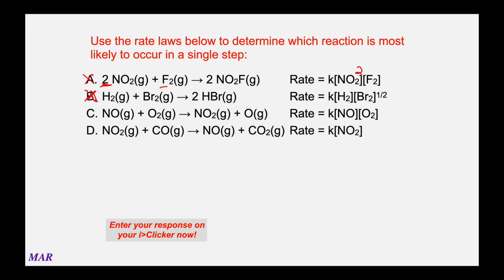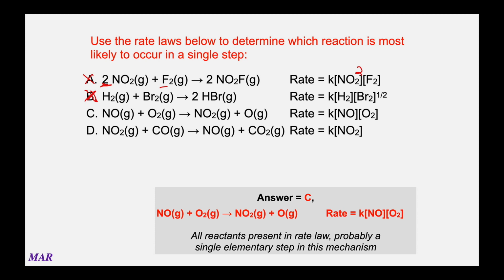However, if you look at the next one, you've got 1 NO and 1 O2 making stuff, and in the rate law, you have a first order NO and a first order O2. 1 NO and 1 O2 would have a rate equals k times NO times O2. Answer C is it. The stoichiometry of the reactants equaled the order of the reactants in the rate law, and that's what you look for if it's a single step.